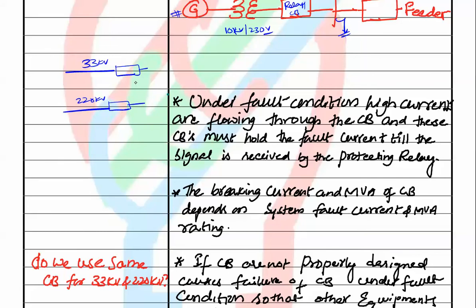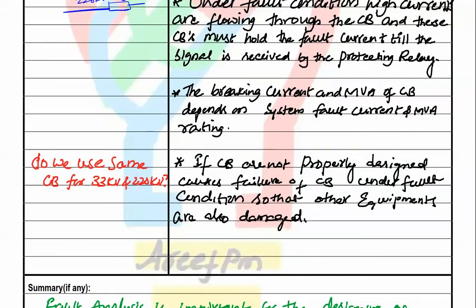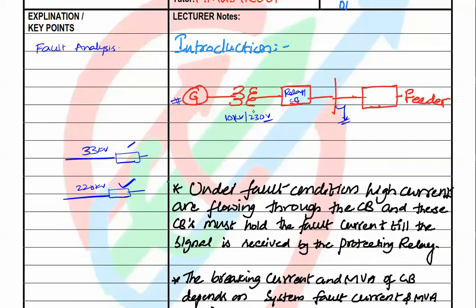Why? Because the breaking current capability of this circuit breaker is different from that of this circuit breaker. So do we use the same circuit breakers for 33 kV and 220 kV? Definitely no. If the circuit breakers are not properly designed, it causes failure of circuit breakers. So once a circuit breaker has failed, the equipment connected to the system, such as transformers, generators, and some other loads, is going to be damaged here. So load or transformer here.